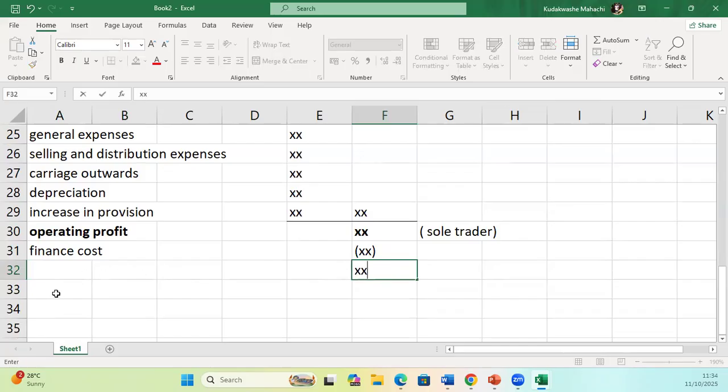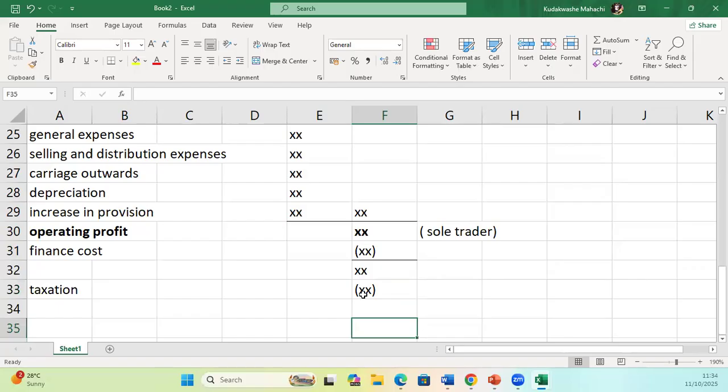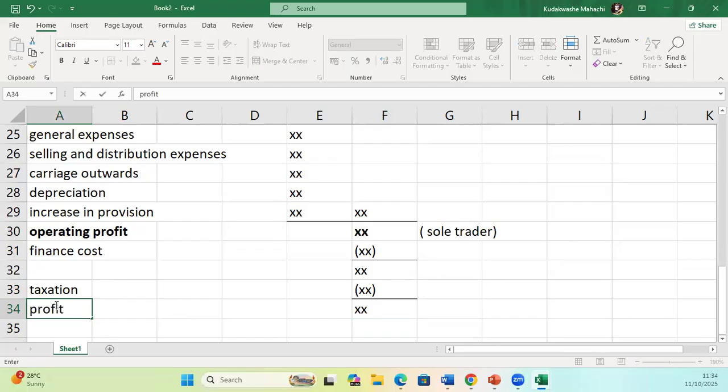Then they are likely also going to give you taxation. So you then deduct tax. Tax is deducted from the profit, but you deduct it after all the other expenses. So you get your profit after tax. If the question is for a company, they are likely to give you taxation. So this is the profit after tax.